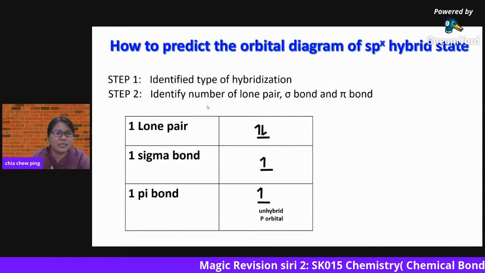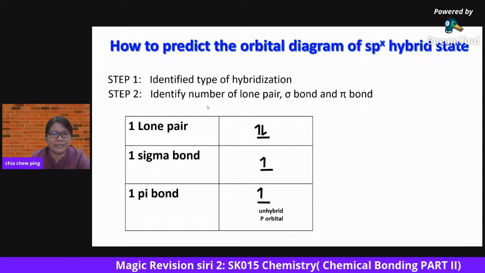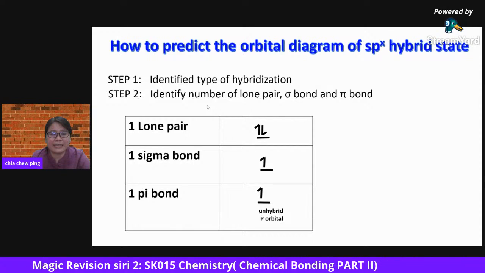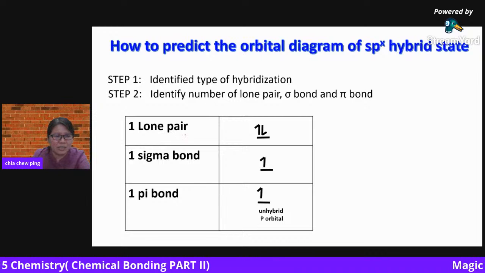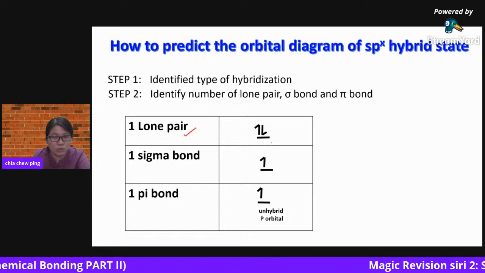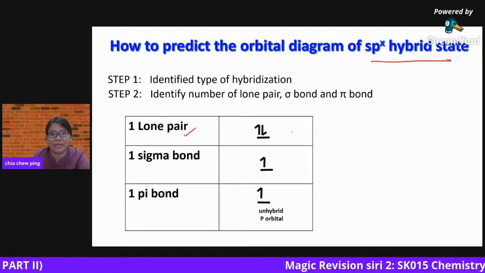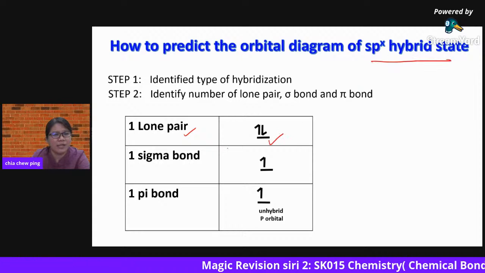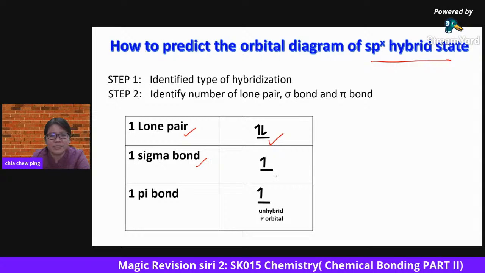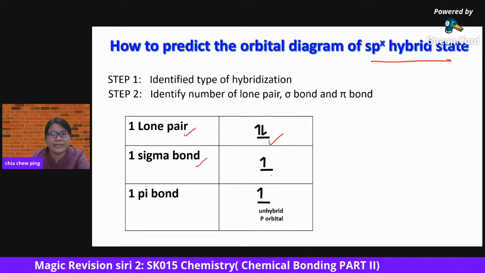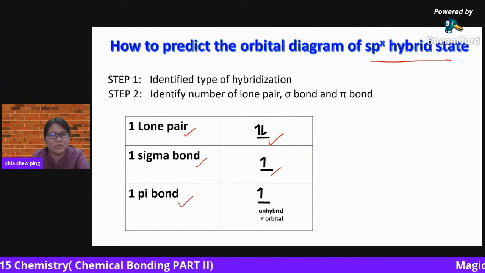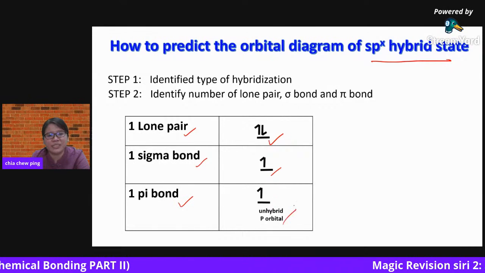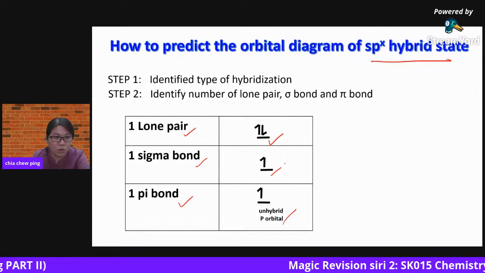So the first step is to identify the type of hybridization. The second step is to identify the number of lone pairs, sigma bonds, and pi bonds. Now, if there is one lone pair, make sure your sp hybrid state contains one lone pair. If one sigma bond, make sure your hybrid state contains one unpaired electron. If one pi bond, make sure your hybrid orbital contains one unhybridized p orbital.